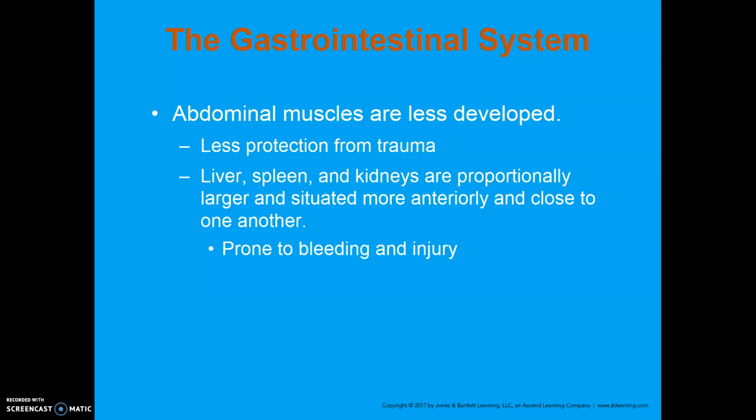The gastrointestinal system. Abdominal muscles are less developed in pediatric patients. This offers less protection from trauma. The liver, spleen, and kidneys are proportionally larger and sit more anteriorly, so they are more prone to bleeding and injury. Because organs are positioned closer to each other, there's a higher risk for multiple organ injury caused by minimal direct impact.